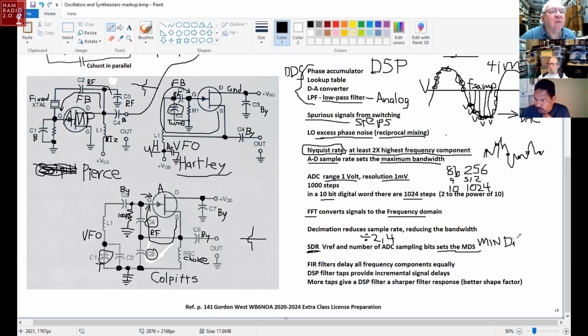If I can remember how to spell it, discernible signal. And in a software-defined radio, that is limited by the voltage reference and the depth of the ADC bits. ADC sampling bits is called the depth. I guess I could write that word on there. That's in your book. That's supposed to be an E. Like, how many bits does the A to D have?